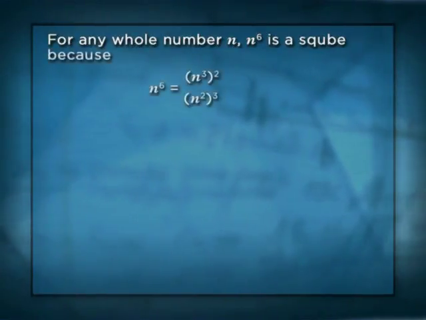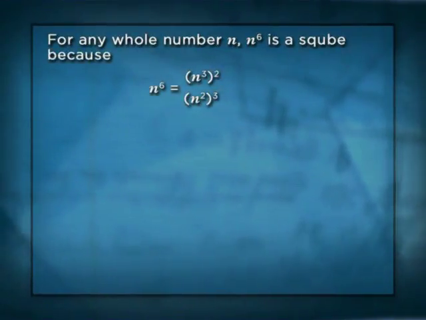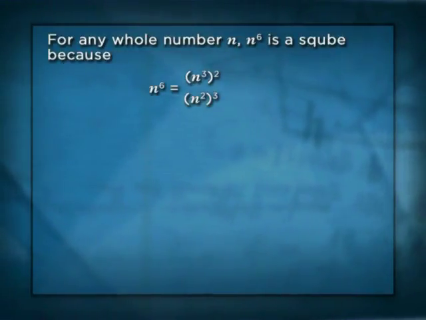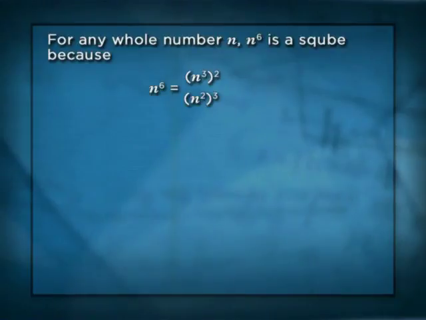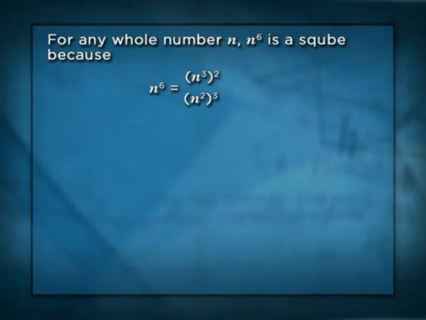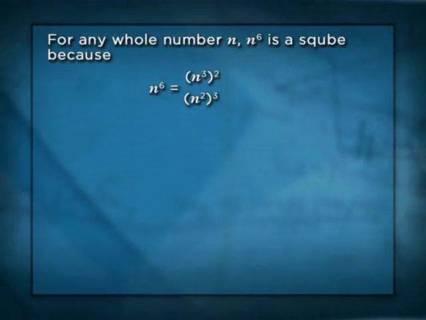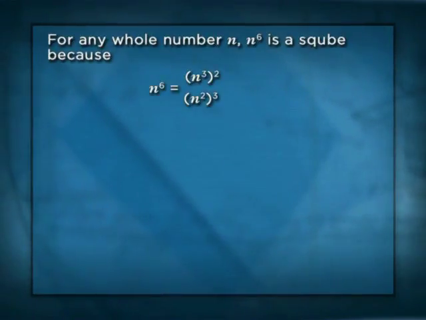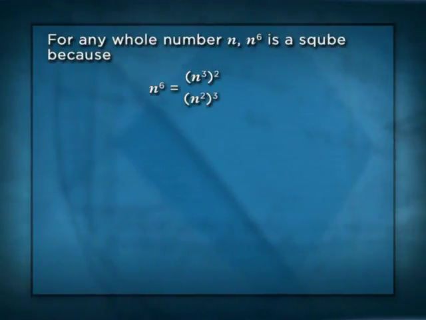Why? Well, look, n to the sixth can be written as something squared. What would have to be squared to get n to the sixth? n cubed would have to be squared. n cubed times n cubed, there's 3 n's times 3 n's, 6 n's altogether. On the other hand, n to the sixth is also something cubed. What is it cubed? It's n squared cubed. n squared times n squared times n squared, 1, 2, 3, 4, 5, 6 there. So any sixth power is a skewb because it's a square and it's a cube.